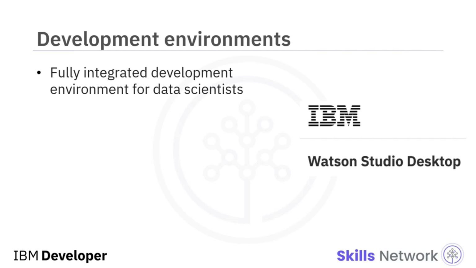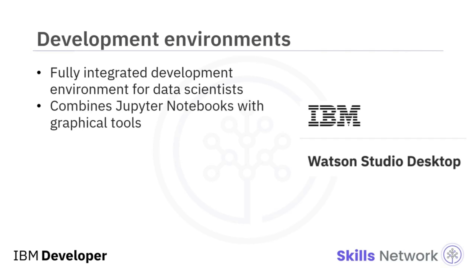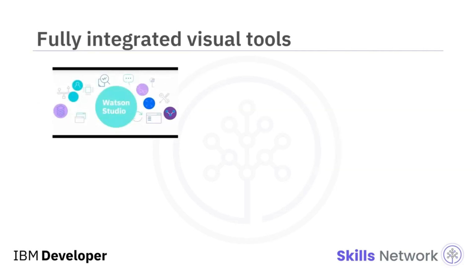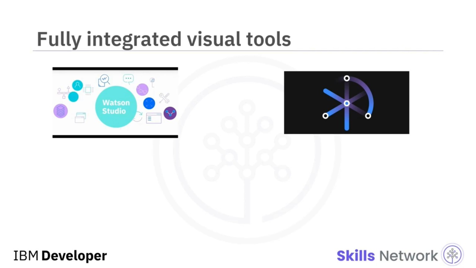And there is also a desktop version available. Watson Studio Desktop combines Jupyter notebooks with graphical tools to maximize the performance of data scientists. Watson Studio, together with Watson OpenScale, is a fully integrated tool covering the data science lifecycle involving all tasks discussed previously. They can be deployed in a local data center on top of Kubernetes or Red Hat OpenShift.